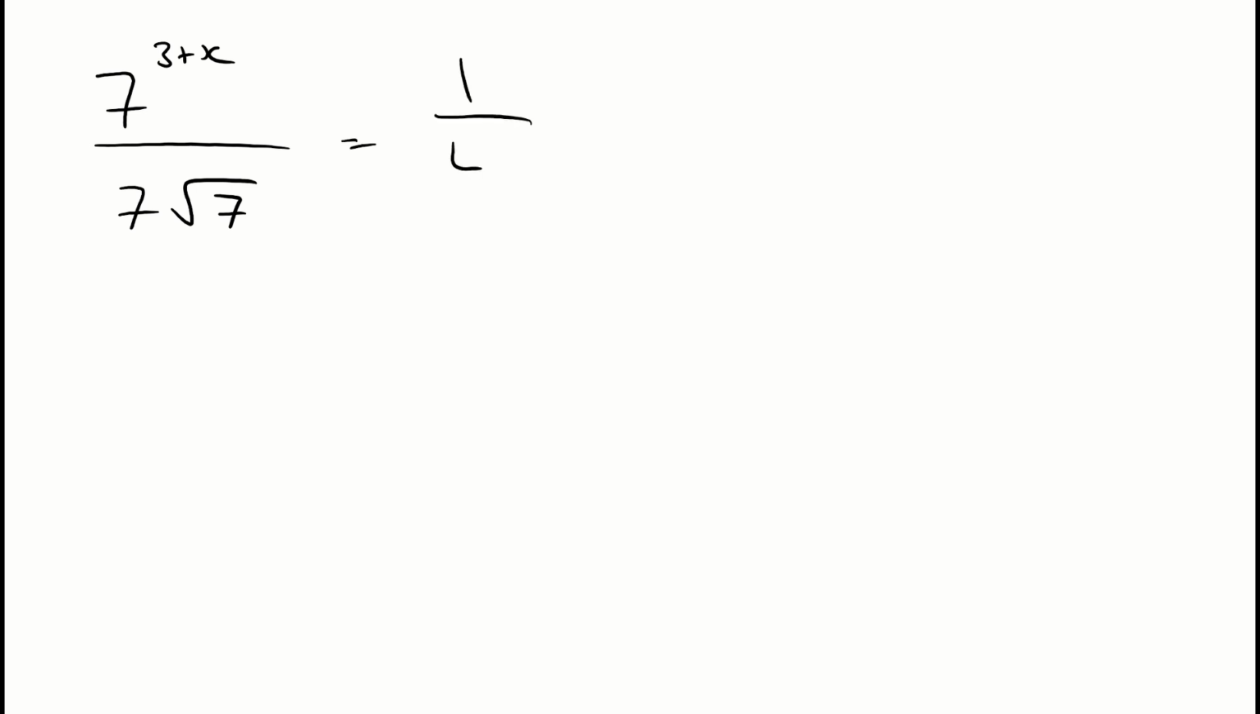I'm going to do one more before we finish this video. So let's look at when 7 to the power of 3 plus x divided by 7 times the square root of 7 is equal to 1 over 49. Seeing 7s, a 7 down the bottom, a square root of 7 and a 49, the base which is calling out to me in this case is a 7. So let's keep my 7 to the power of 3 plus x because I've already got my base of 7 there. What's happening down here?